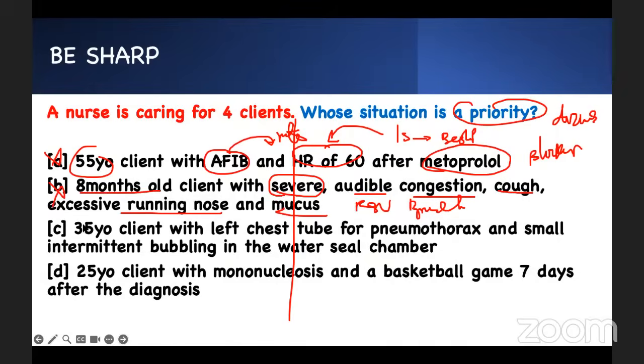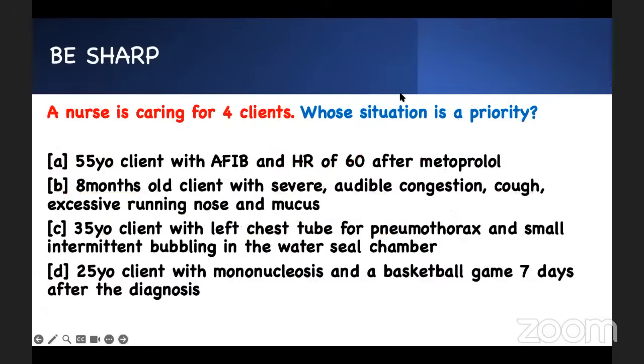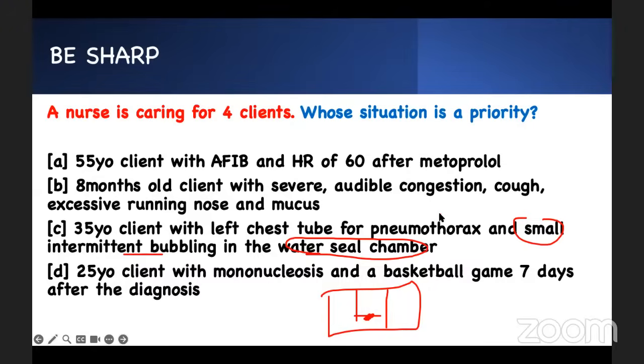Now, 35, okay, young guy, you have a chest tube for what? Pneumothorax. Okay, chest tube for pneumothorax, and you have small intermittent bubbling in the water seal chamber. The water seal is what prevents air from escaping into the chest. If you have a pneumothorax, I expect you to have some bubbling.